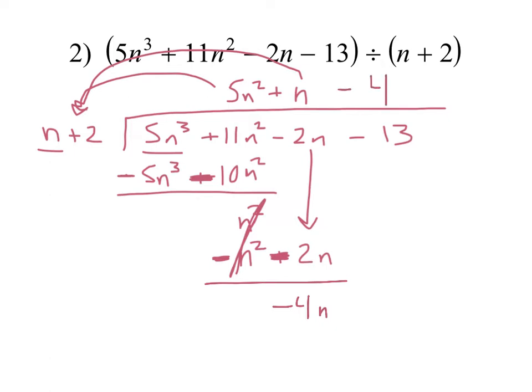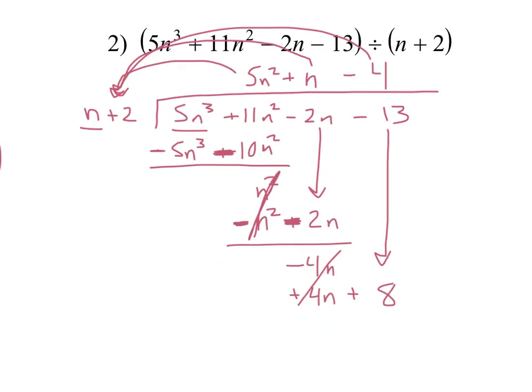So what times n gives us negative 4n? Negative 4. And now we multiply what we wrote on top times what's out front. So we have negative 4 times n, which is negative 4n, and negative 4 times 2, which is negative 8. Now we need to change the signs again, so they become positive and positive. These are going to cancel out. And then we add these two together. So we have negative 13 plus 8, and that is negative 5. So our remainder is negative 5. So this is our answer.